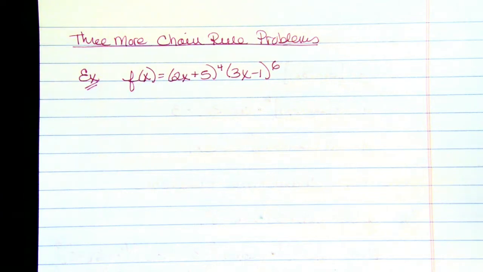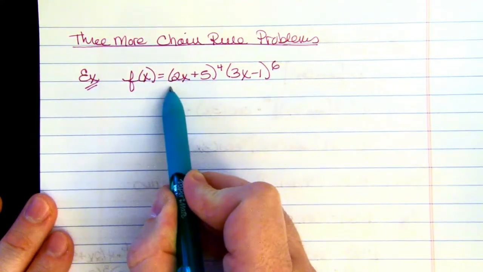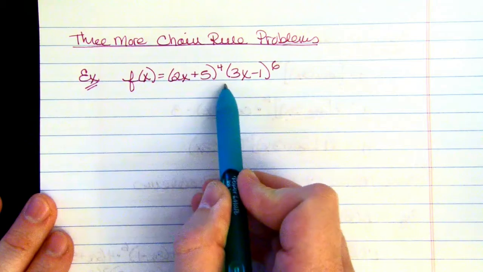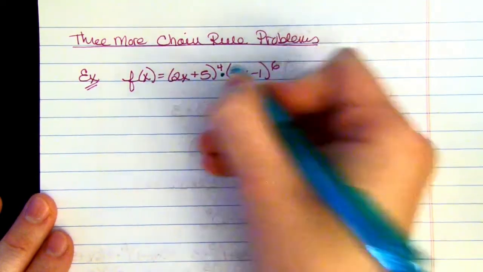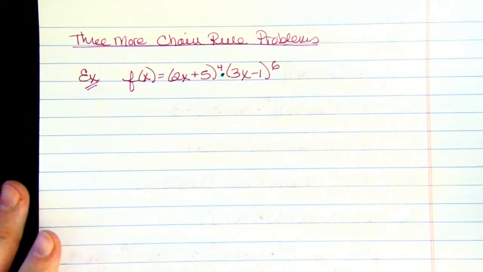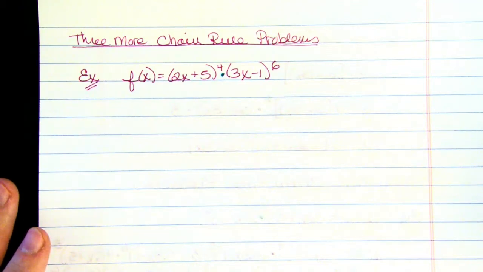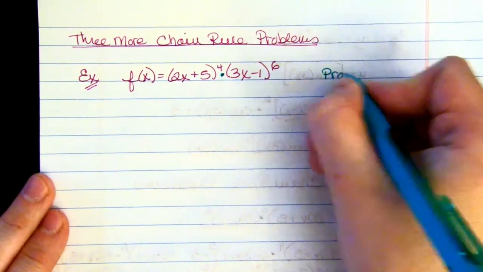What you should notice here is the big idea with this problem is it's the product of (2x plus 5) to the 4th times (3x minus 1) to the 6th, which means I need to use the product rule on this problem. Now within there's going to be some chain rule that shows up, but the big idea is I need the product rule.